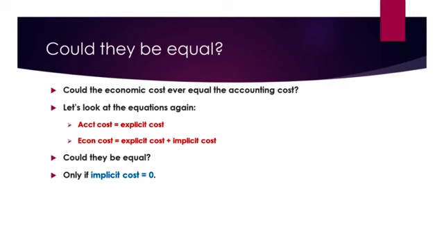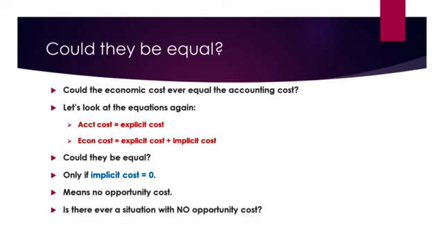But let's think about what that means. What does it mean to have an implicit cost that's equal to 0? Well, it means no opportunity costs. Well, let's think about what we've learned in economics. Do we have situations where we have no opportunity cost? No. So think about what we've learned. There's no such thing as a free lunch. There's always a cost, and at minimum, there's always an opportunity cost.